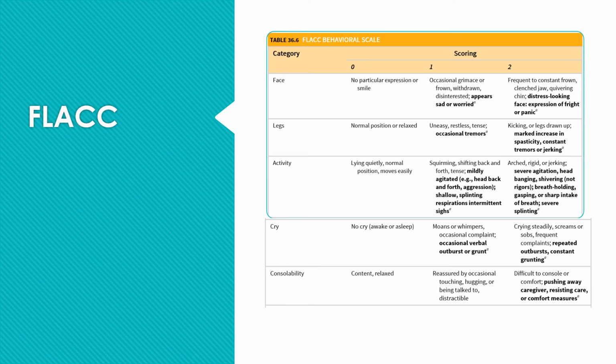So if your patient's face really is just kind of a normal face, no particular expression or smile, that's indicating pain, then you would give it a 0. If their legs seem to be tense, pulled up, jerking, right, then we might give them a 2. As far as activity, right, you just can go across and figure out what your patient's behavior looks like.